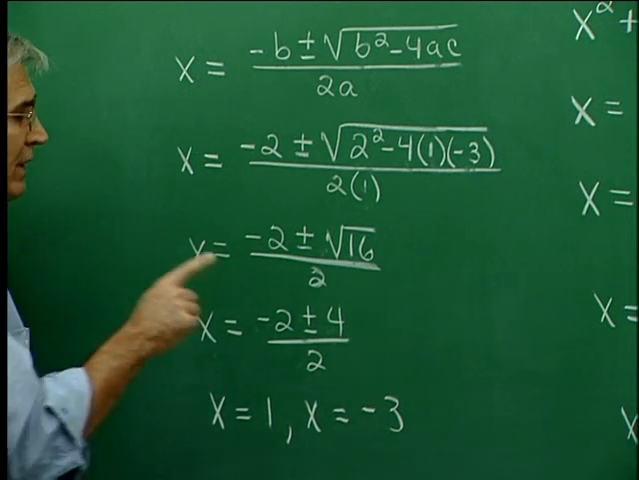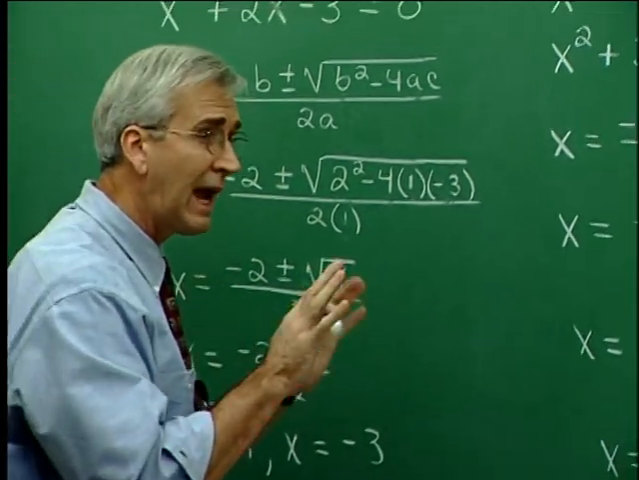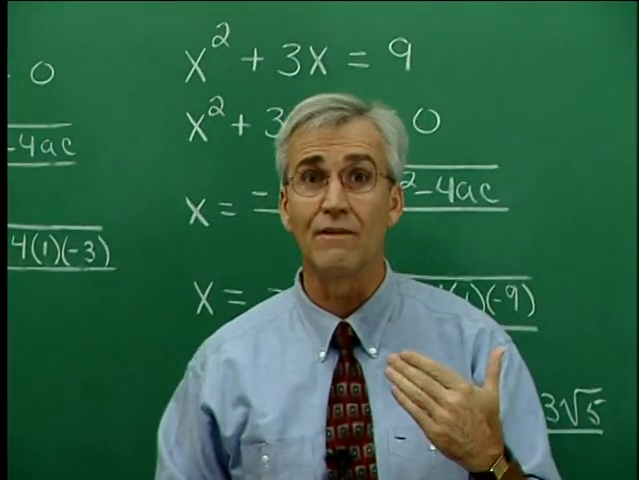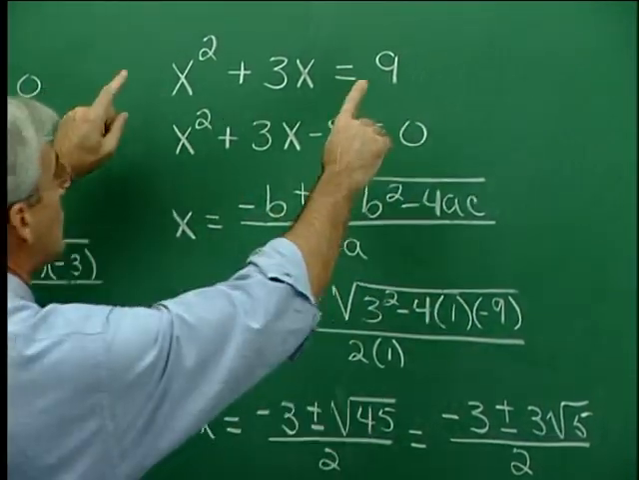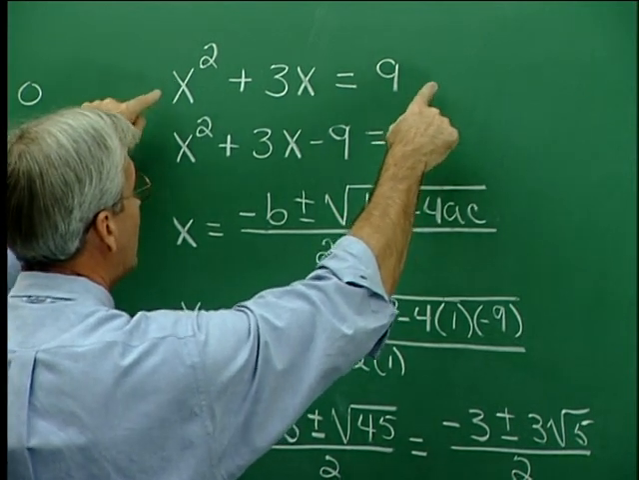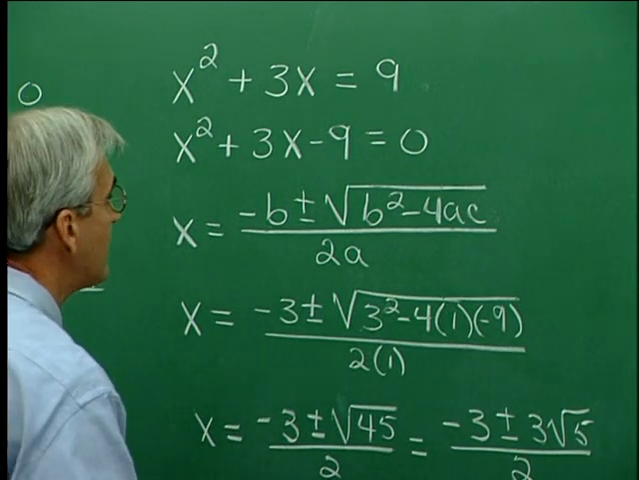Now, notice that we have the square root of a square here. In this next problem, we're not going to have that situation. That is, we're not going to be so lucky as to be taking the square root of a square. Let's see what happens. First of all, we see that the equation is not in general form, so we would subtract 9 on both sides to put it into this condition. Now we can identify the a, b, and c.